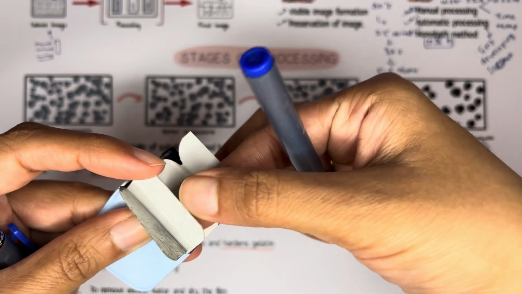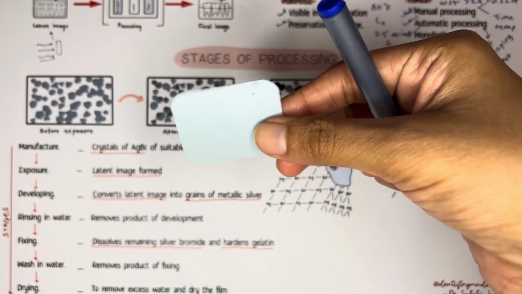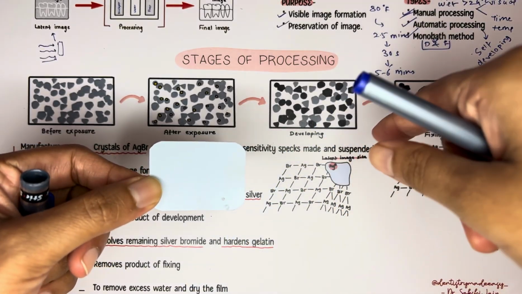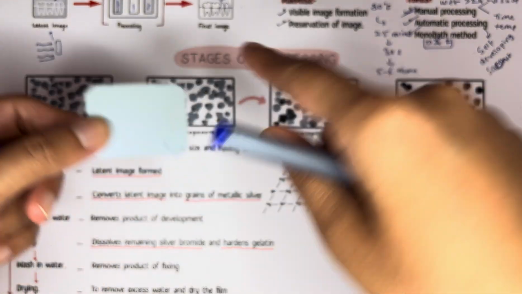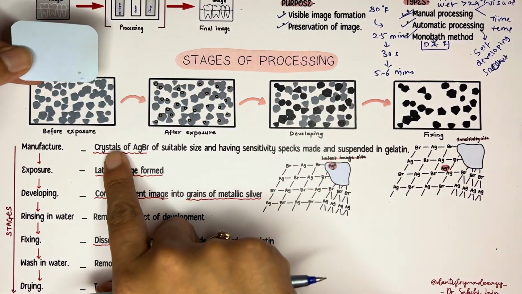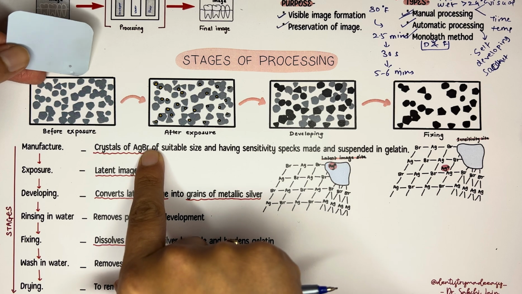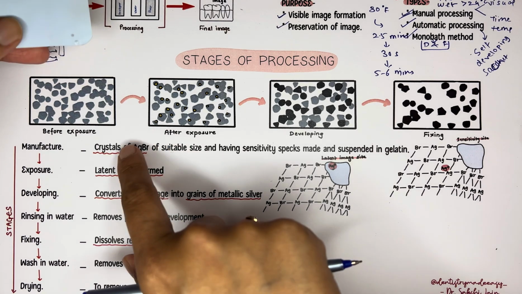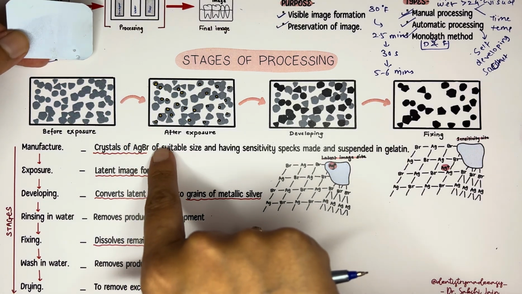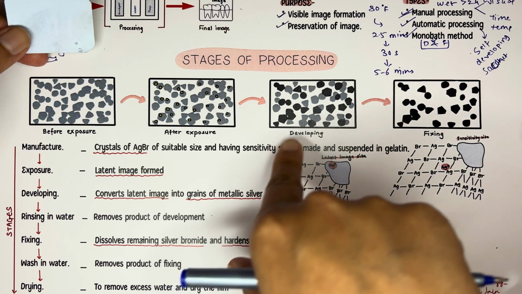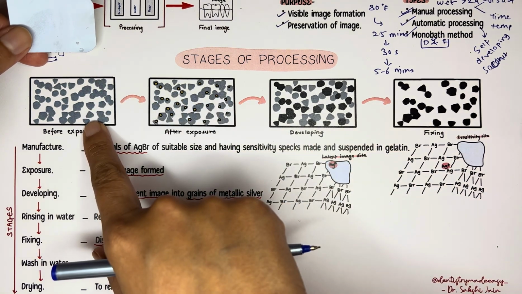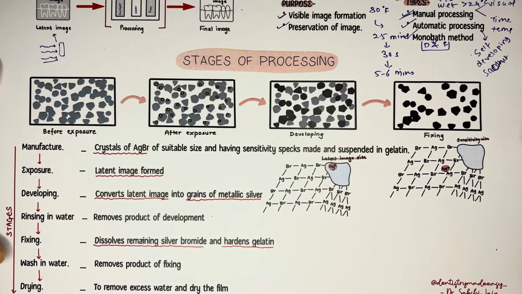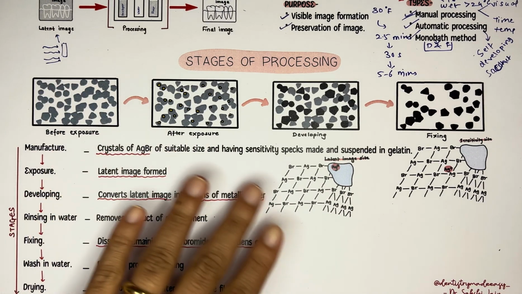So over here, this is your X-ray film, the film where you get the X-ray. This X-ray film contains a layer of emulsion, and that layer of emulsion has the crystals of silver bromide, which are going to help in the image formation. Now the crystals of silver bromide have some sensitivity sites on which you will get the image, and they are suspended in the gelatin layer. So now we are going to see the stages of the processing one by one.